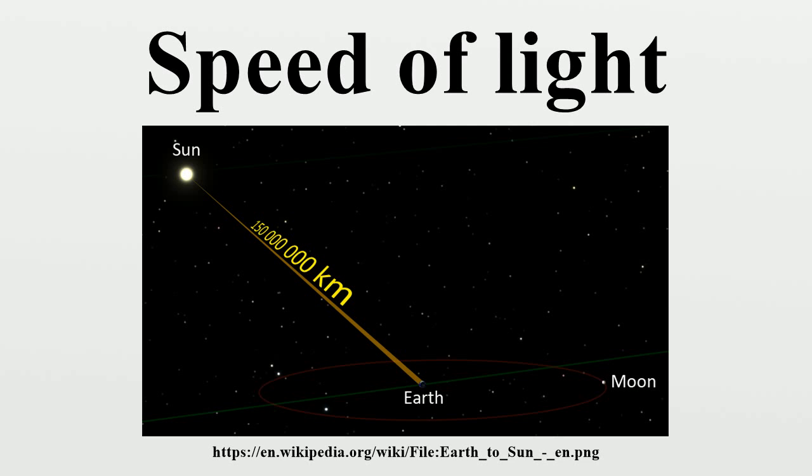Since 1983, the metre has been defined in the International System of Units as the distance light travels in vacuum in 1/299,792,458 of a second. This definition fixes the speed of light in vacuum at exactly 299,792,458 meters per second.